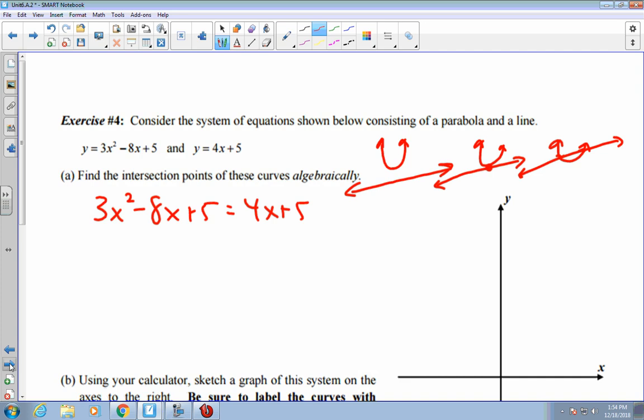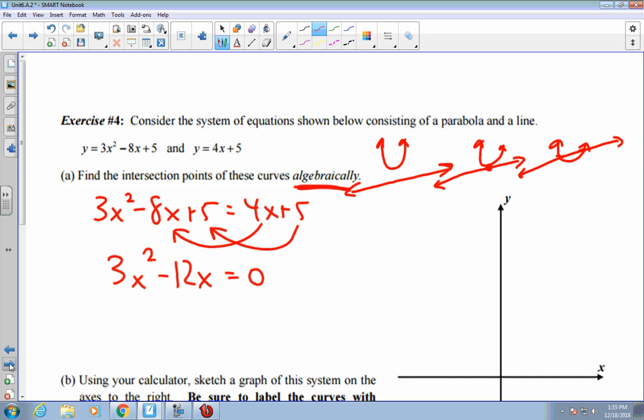So same process here, and it does say algebraically. So set them equal to each other. Again, bringing from the right over to the left. And we have 3x squared minus 12x equals 0.